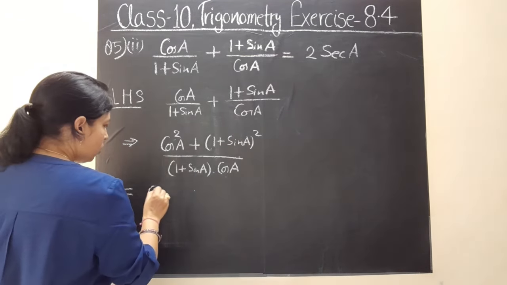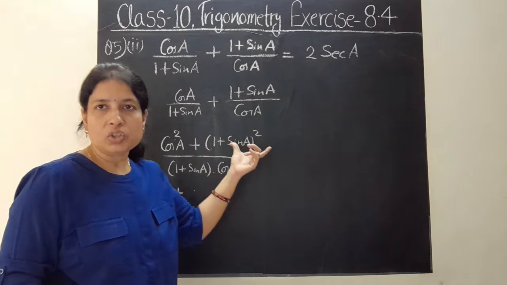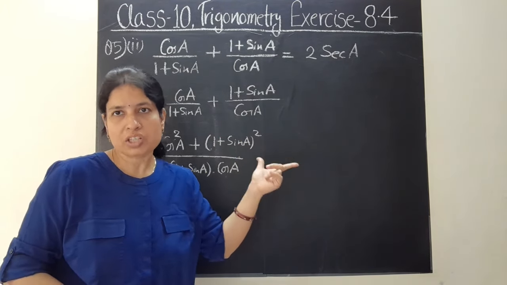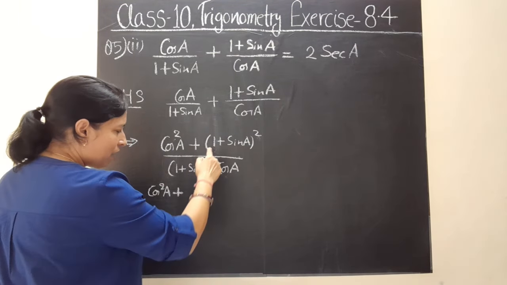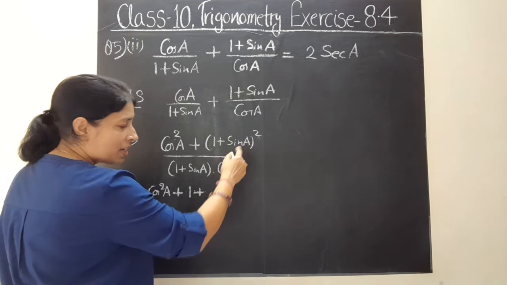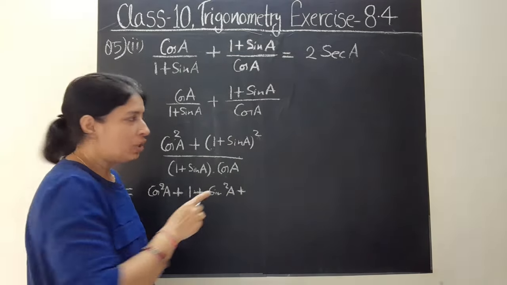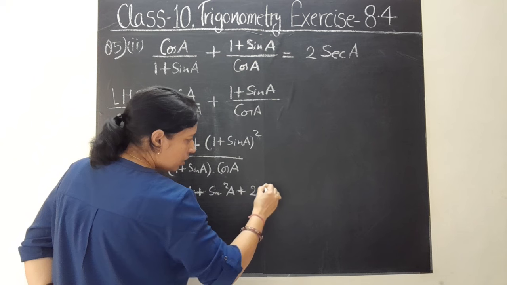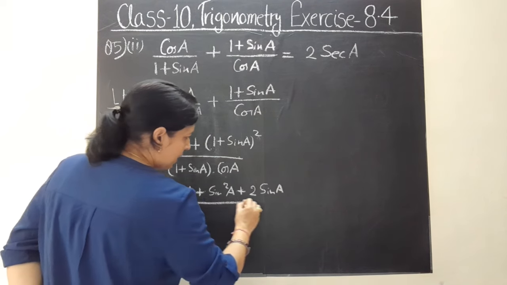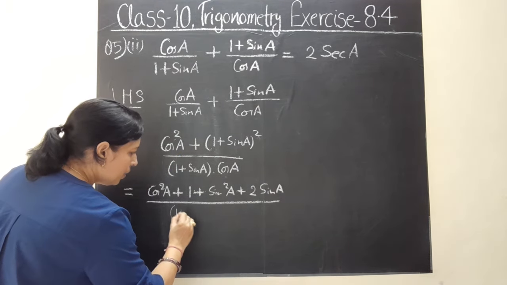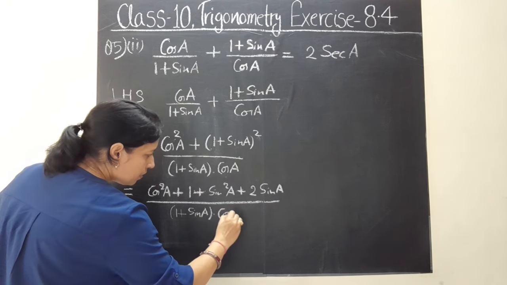So write here cos square A. Now what is a plus b whole square? A square plus b square plus 2ab. Because here it is given square, so on squaring, what will come? Square of 1 is 1 plus square of sin A, so it will be sin square A plus 2ab. 2ab means 2 sin A, divided by 1 plus sin A into cos A.